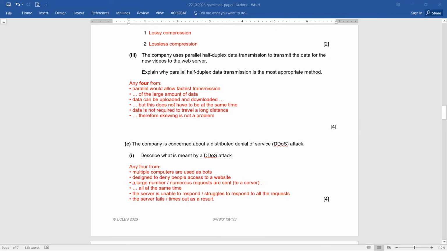Now, what is DDoS? Any 4 from the following. Multiple computers are used as bots designed to deny people access to a website. A large number or numerous requests are sent to a web server, all at the same time. The server is unable to respond, struggles to respond to all the requests, the server fails, times out as a result. Now, these are a few points that are being mentioned.